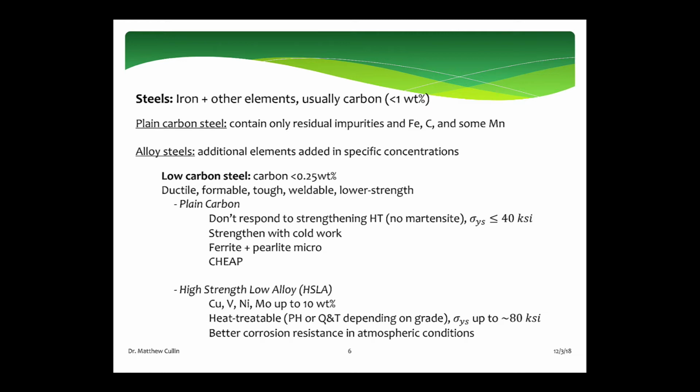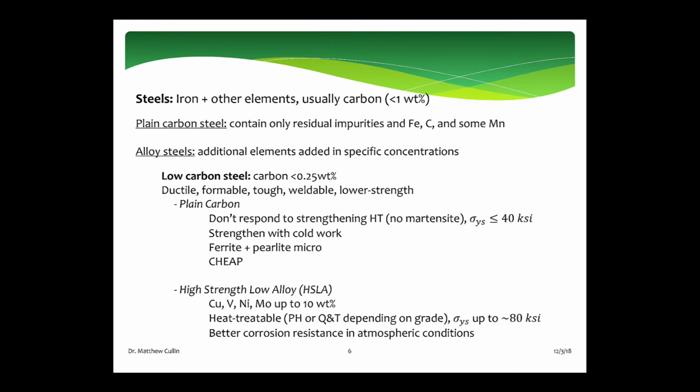So talking about low carbon steels, if you hear the term low carbon steel, you're talking about steels which have a carbon content of less than about 0.25 weight%. So 1020 would be an example of a low carbon steel. These tend to be very, very ductile and tough, easily weldable, which is actually very important. But they tend to be lower on the strength side. So our yield strengths tend to be less than 40 KSI.